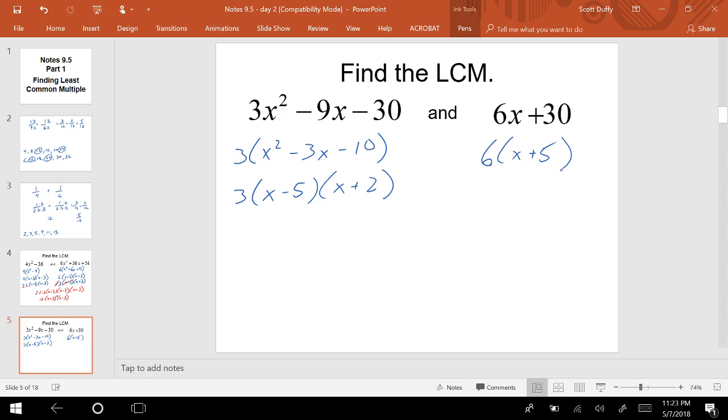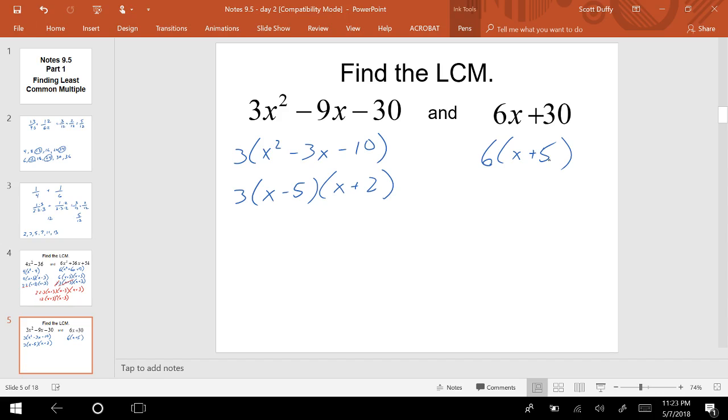And then you're done. Now you say, alright, 3, I only have one 3 in this factorization. And if I have another 3 in the other one, I'll cancel it out. Don't have another one. Then I have x minus 5 in this one. If I see an x minus 5 in the other one, I'll cancel it out. Then if I have an x plus 2 in this, I don't have another x plus 2 to cancel out. So keep it all.